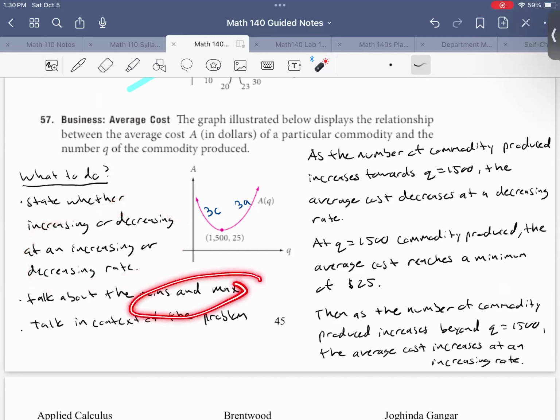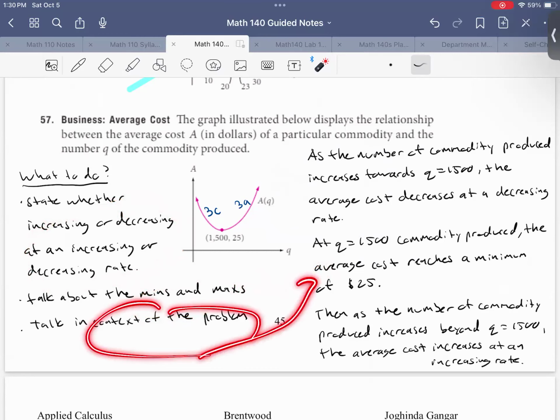But that's how you would interpret these graphs using increasing or decreasing at an increasing or decreasing rate. You want to talk about the mins or maxes like we did here, and make sure you're talking about the context of the problem, like you understand what's going on, right? This is an applied calculus class, so we have to do some interpretation, right? But okay, so that's for that question.